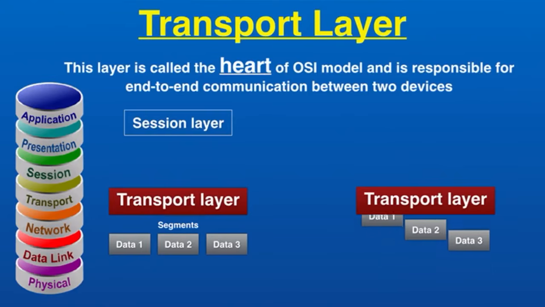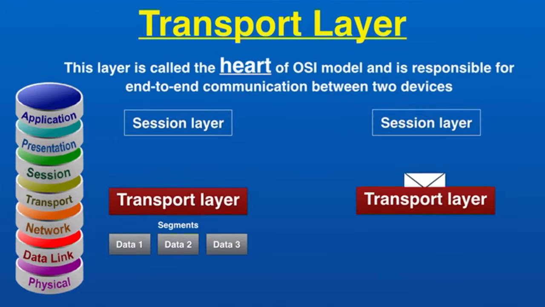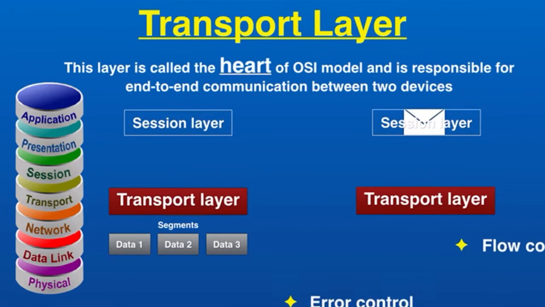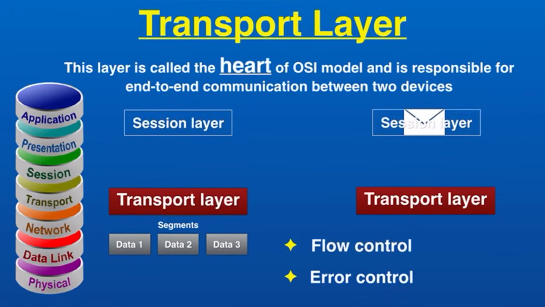Transport layer on the receiving device is responsible for reassembling the segments into data that session layer can consume. Transport layer is responsible for flow control and error control. Flow control determines an optimal speed of transmission to ensure that a sender with a fast connection doesn't overcome a receiver with a slow connection.